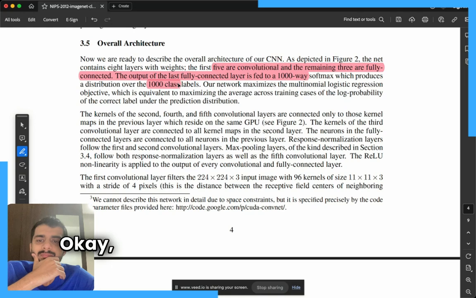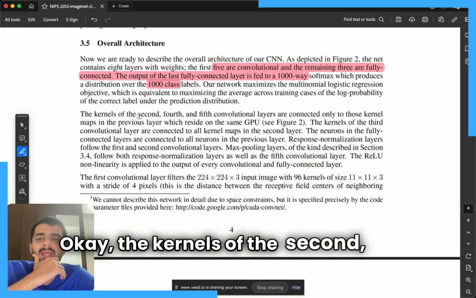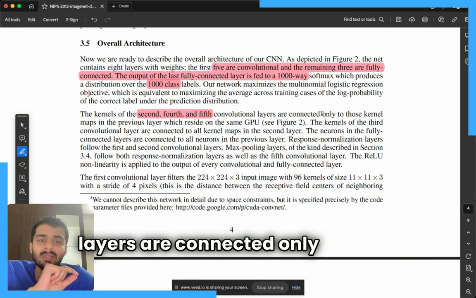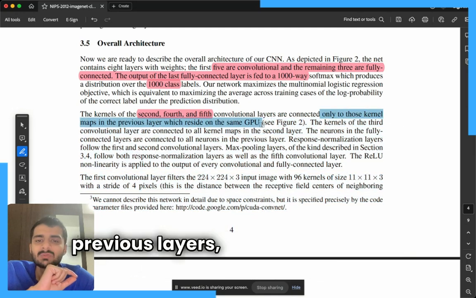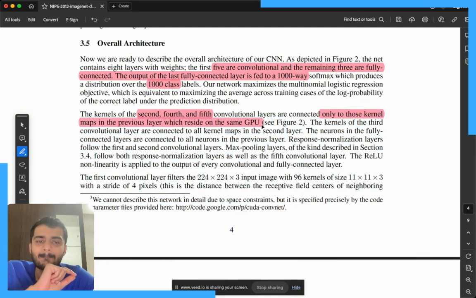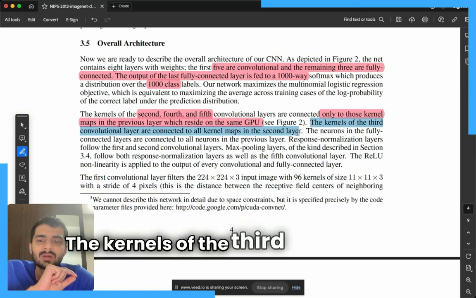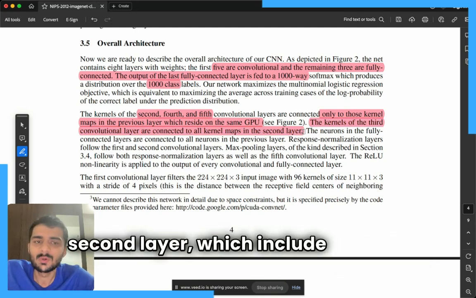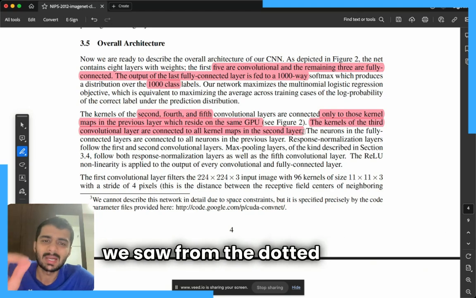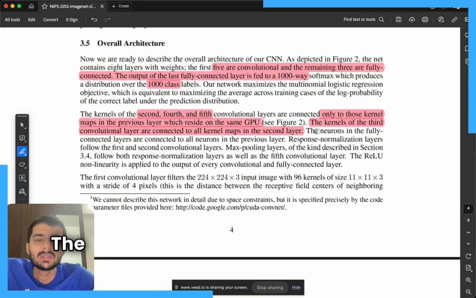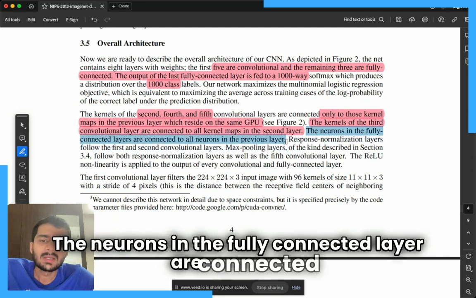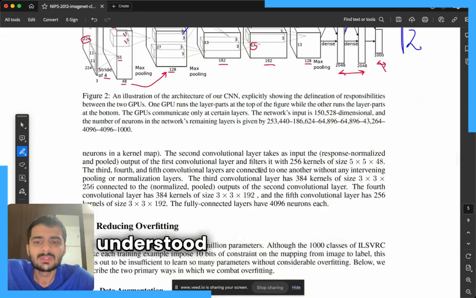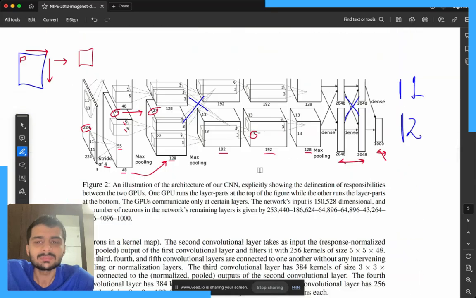Okay, the kernels of the second, fourth, and fifth convolutional layers are connected only to those kernel maps in the previous layers which reside on the same GPU. The kernels of the third convolutional layer are connected to all the kernel maps in the second layer, which include both the GPUs, which we saw from the dotted lines. The neurons in the fully connected layer are connected to all the neurons in the previous layer. Okay, so far we have understood this section of the architecture.